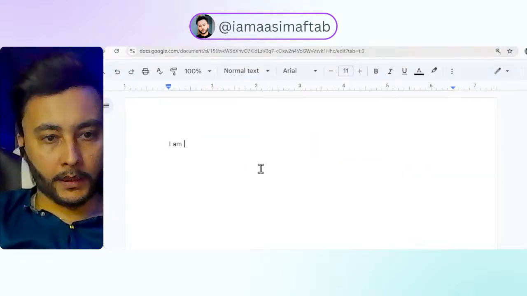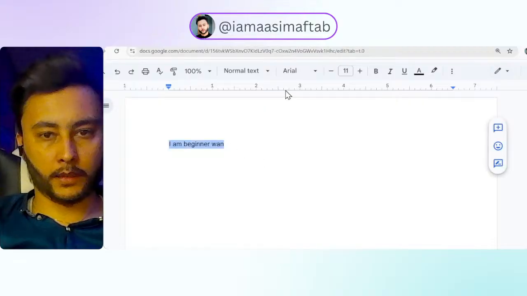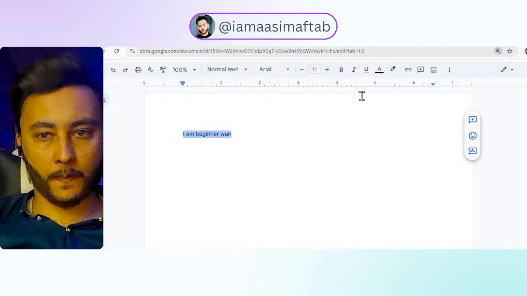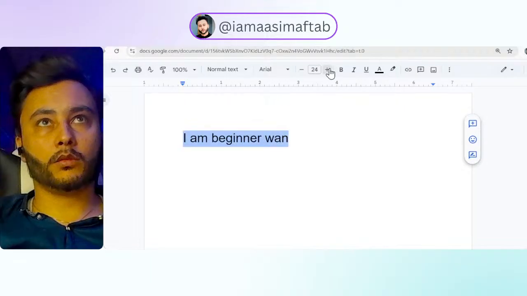Okay, am I visible? Okay, let me make it a bit bigger. I think now it should be visible.